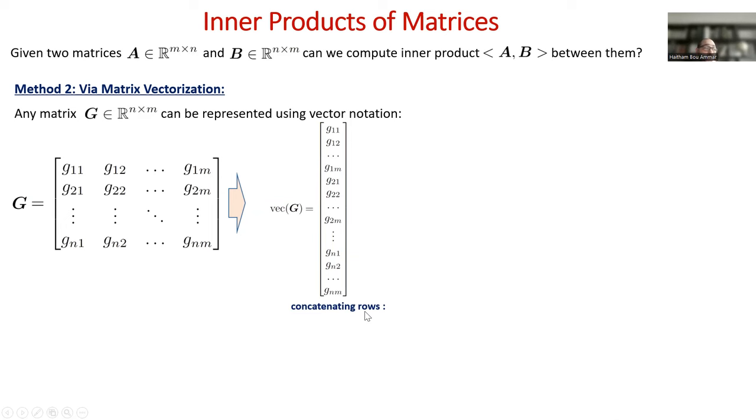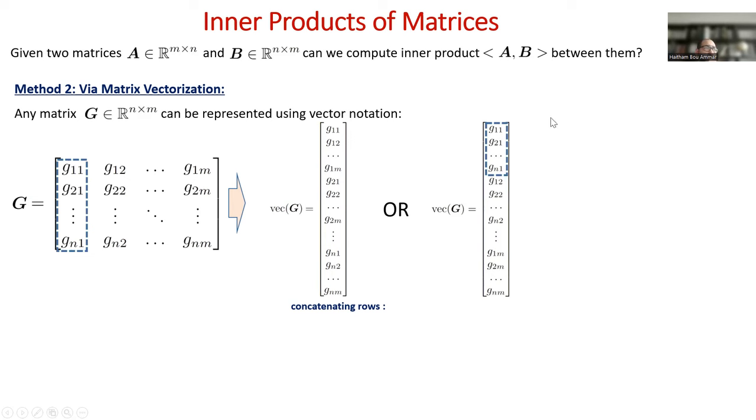So here we can concatenate the rows. Or you could have equivalently done the same, but rather than counting in this way, you could have concatenated the columns. You could have taken the first column and put it first, the second column and put it second, and the last column and put it last. So you could concatenate the rows or concatenate the columns as we just did.